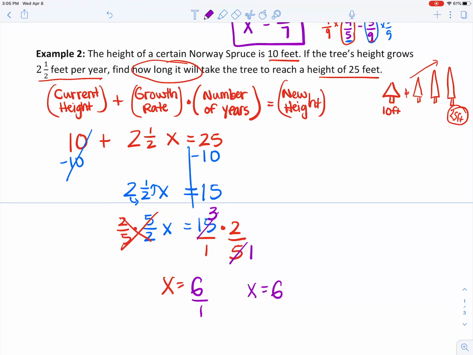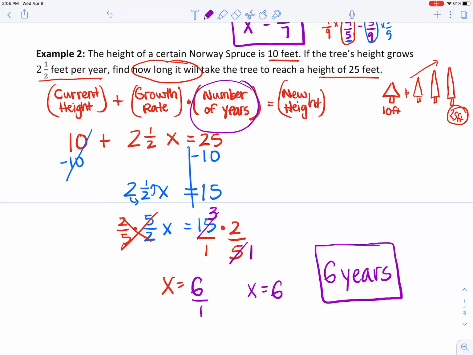Now keep in mind, this is a word problem. We were trying to find the number of years. So that means it will take 6 years for the tree to be 25 feet tall. We must have that years in our answer.